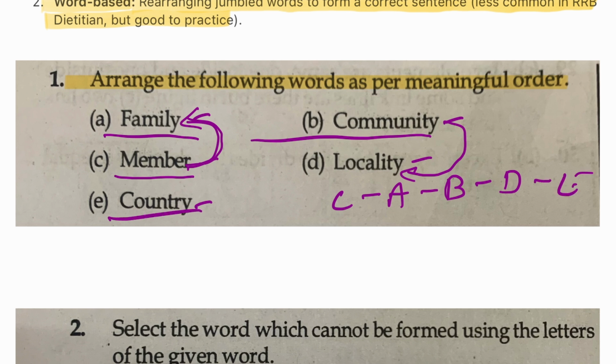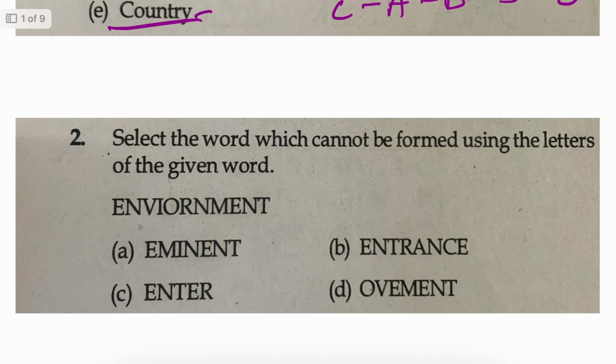So this is how you need to apply logical, meaningful reasoning. Here the answer is C, A, B, D, E. The options will be given below. Right now I have not mentioned any options here, so I'm just explaining how you can arrange in a meaningful order. Question number 2. Select the word which cannot be formed using the letters of the given word.